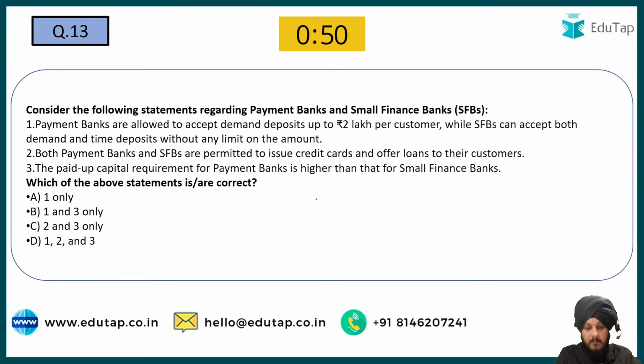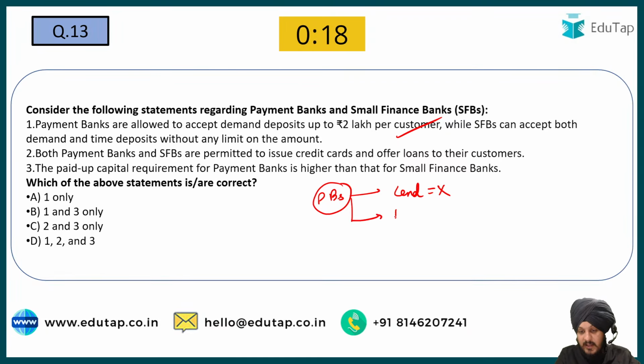Okay, so if you talk about payment bank, statement number A is payment banks are allowed to accept deposits up to rupees 2 lakh per customer, while SFBs can accept both demand and time deposit without any limit on the amount. This is true. Now, both payment banks and small finance banks are permitted to issue credit card and offer loans to the customer. We know that payment banks cannot perform any kind of lending activity. They can perform the deposit activity, but there is a limit of up to rupees 2 lakh only.